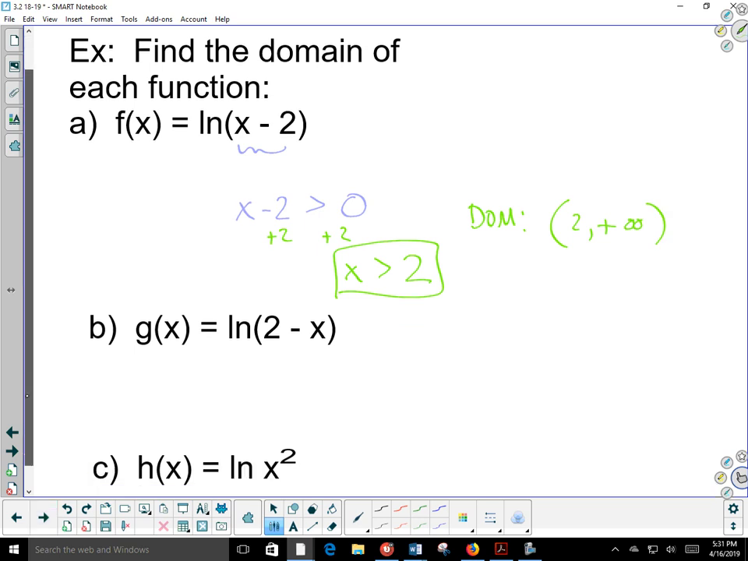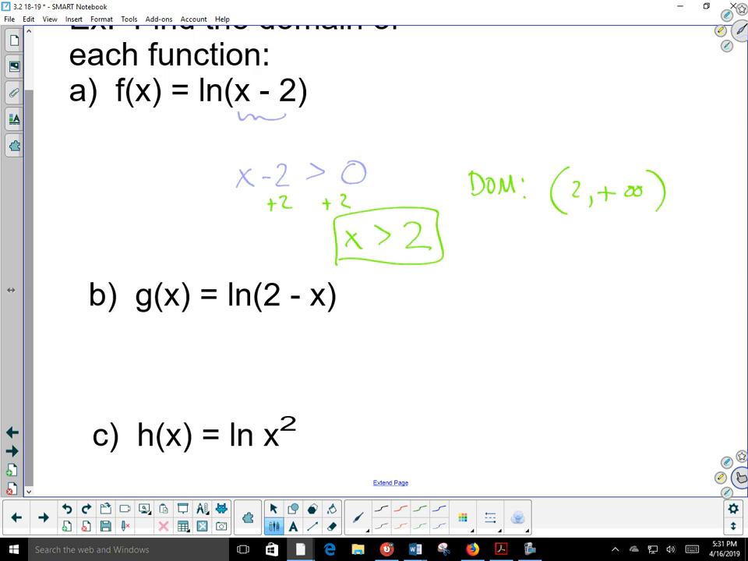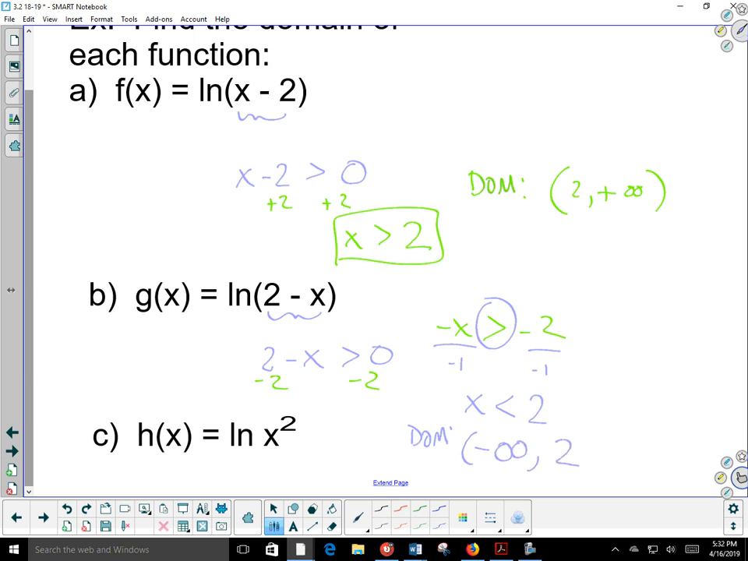Let's take a look at letter B. This time we're trying to find the domain of ln of 2 minus x. This 2 minus x better be greater than 0, so 2 minus x greater than 0. I can subtract 2 from both sides. I get negative x is greater than negative 2. And if I divide both sides by a negative 1, I have to remember to switch the direction of the inequality. So I'm going to have x is less than positive 2. So my domain for this one is going to be negative infinity to 2 parentheses, because I don't want to include the 2.